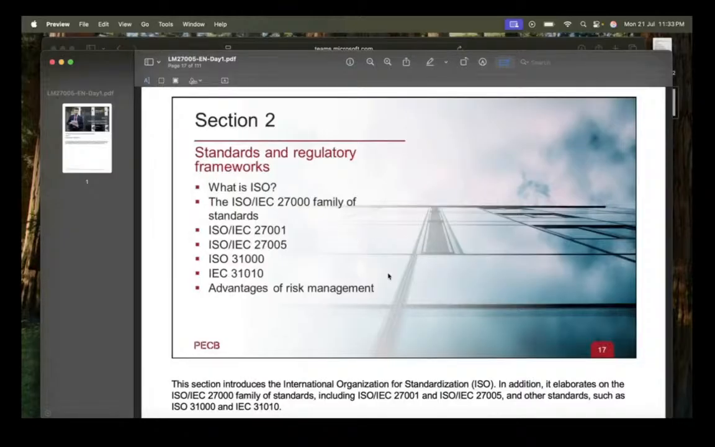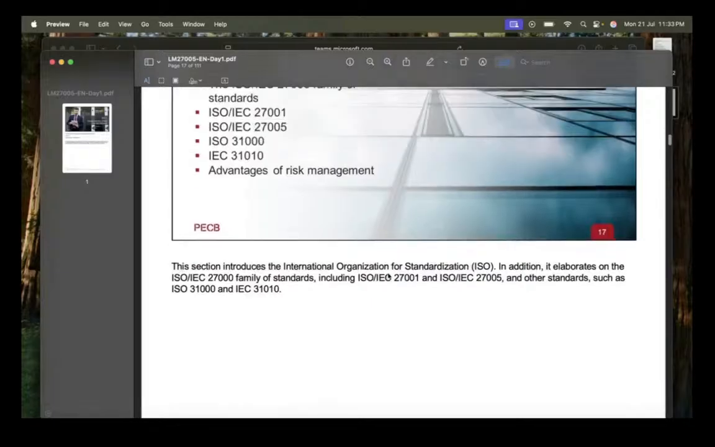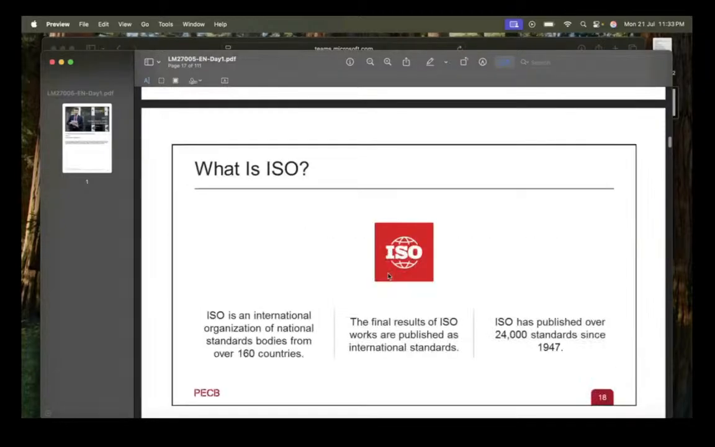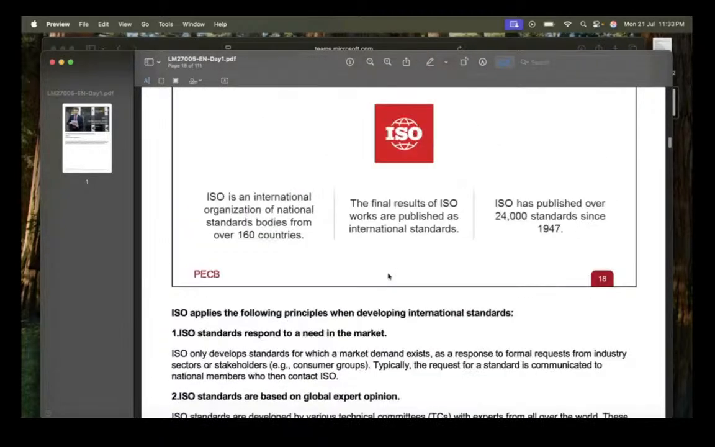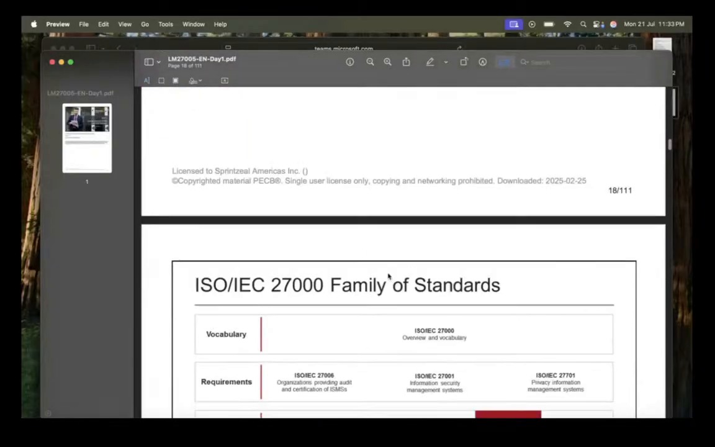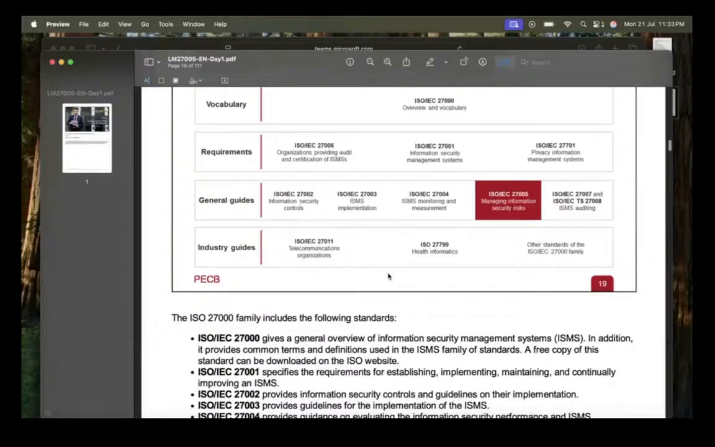We discussed what ISO is, its history, and then the family of standards of 27,000, 27,001, 27,005, and 31,000 and 31,010 as well. So these are the notes here. I hope you have made important keynotes for yourself, but I'm definitely going to share these notes with you as well.